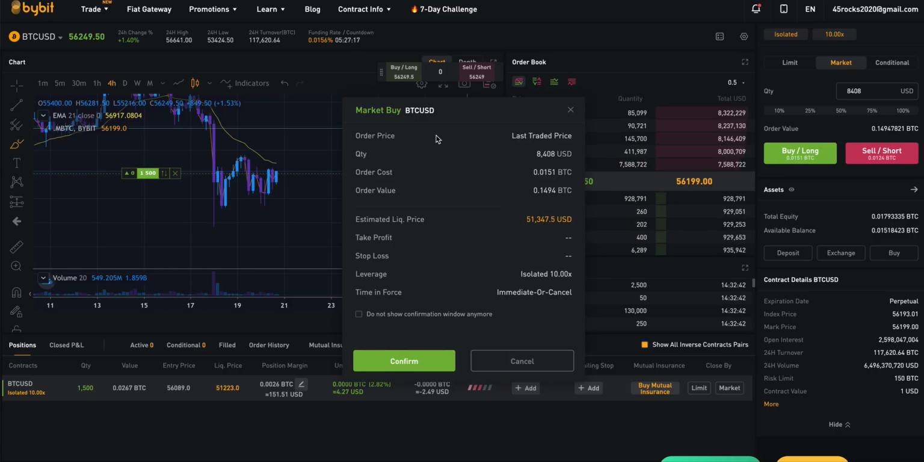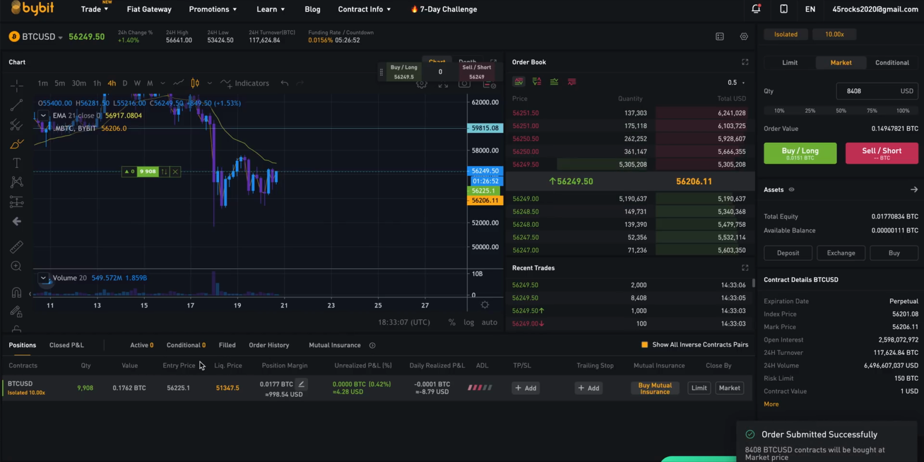Now, we can see here that when we click the buy long button, it is telling us that the estimated liquidation price is 51,347. That means if the price goes down to 51,347, I will lose everything in my entire account. Okay, the price only has to go down 10% for me to lose everything. So if I go ahead and place this trade, you can see that even though I only have $1,000 in my Bybit trading account, I now have $10,000 on the trade. And so everything is 10x right now.